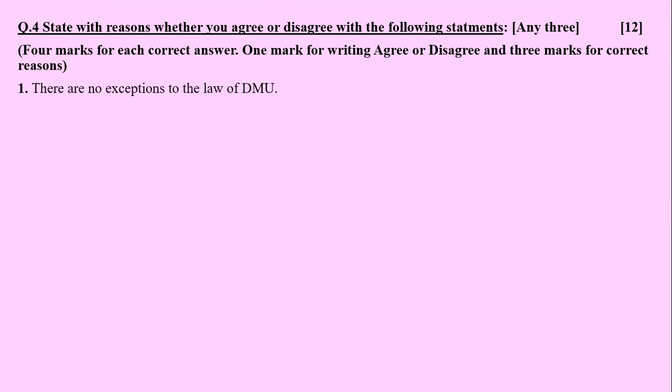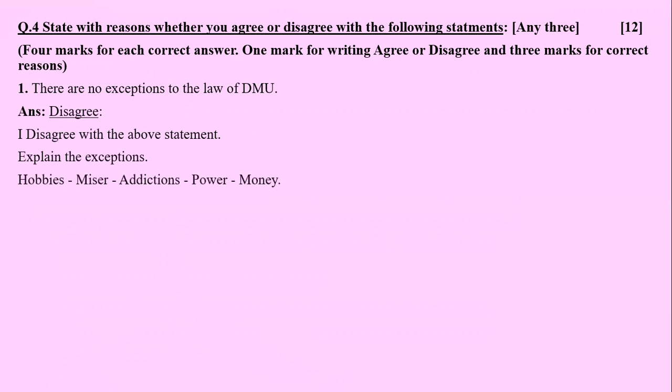Now see the first statement. There are no exceptions to law of DMU. Now what is the correct answer? Disagree. And how to write the answer? I disagree with the above statement. Now you have to explain the exceptions. See the headings: hobbies, miser, addictions, power and money. Means here you have to explain each and every exception in detail.